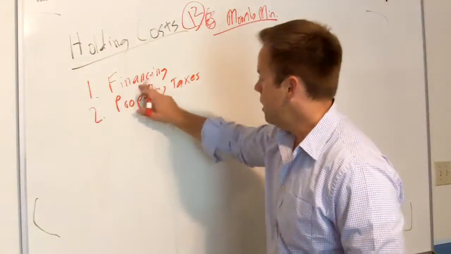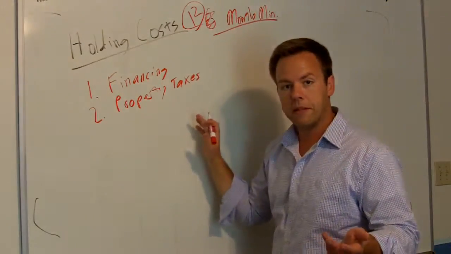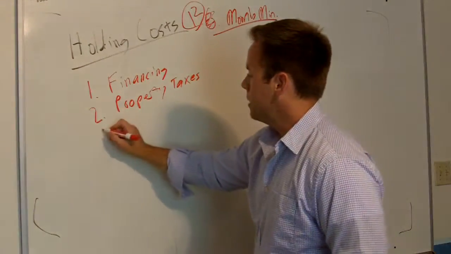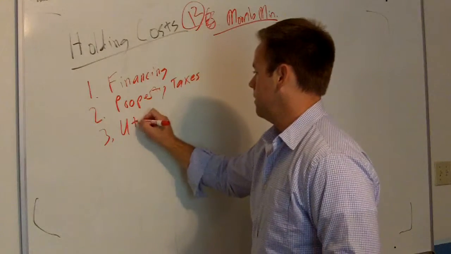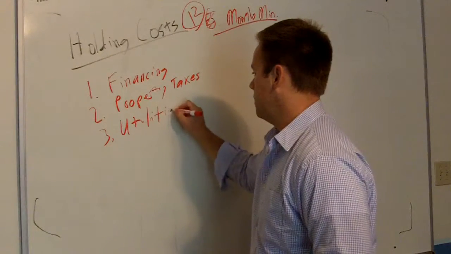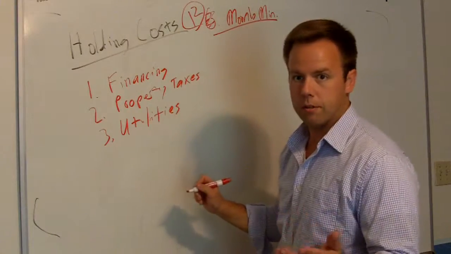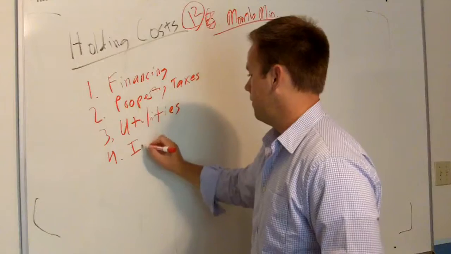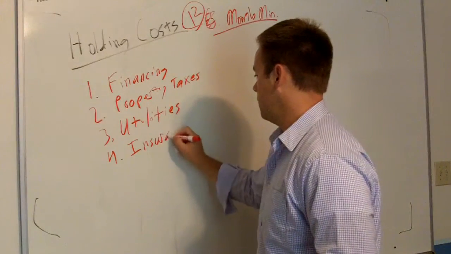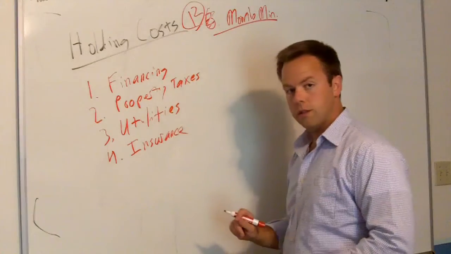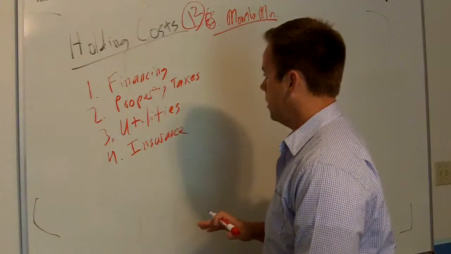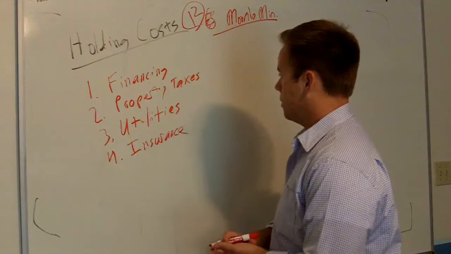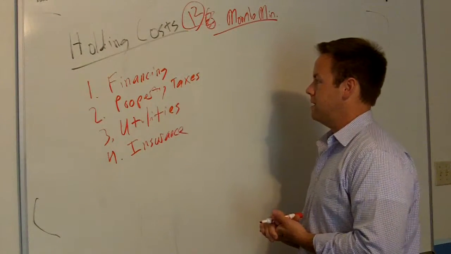All right, so holding costs. Your financing costs. Are you paying monthly payments or not? Completely negotiable, up to you and your private lender. Property taxes. Utilities, which are minimal, but they're in there. And then you've got your insurance on the property, which is important as well. So your financing, your property taxes, your utilities, your insurance, and I don't think I'm missing anything else.